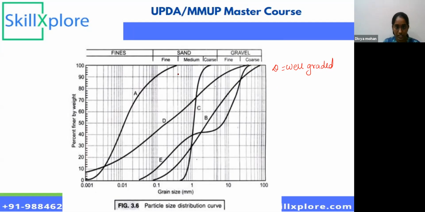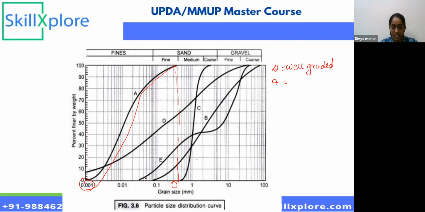Okay, and we'll take A. So this has a smaller range. A is also well graded, but it has a particle range only from this to this particle. It will not have any coarser particles, so it is only a fine grained soil. It is not a coarse grained soil. This D graph has both fine grained soil and coarse grained soil and everything.